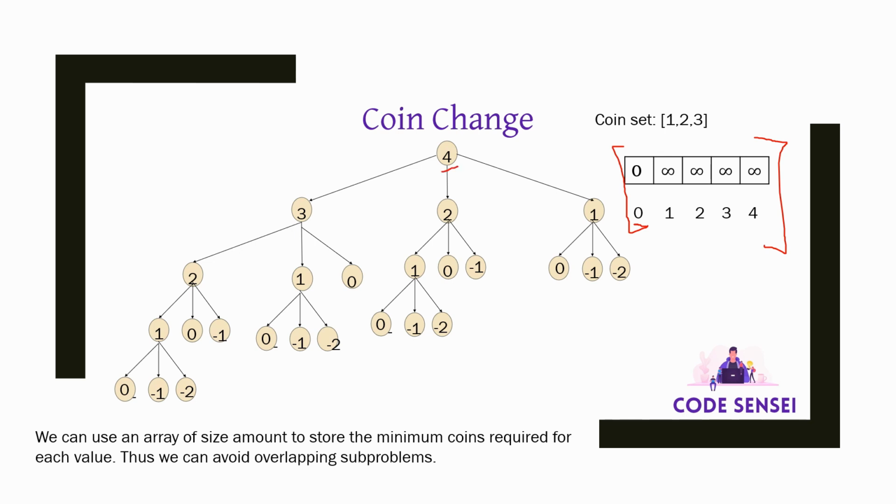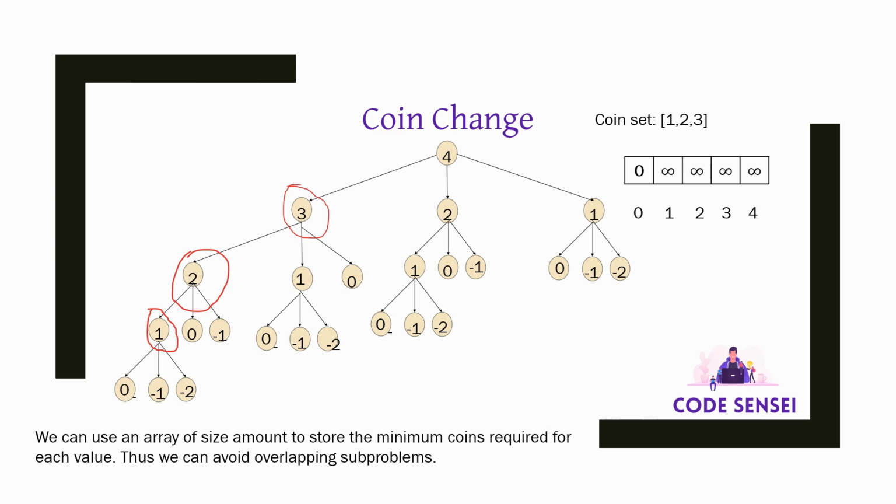First we need to get the value for amount 4, right? So we will have three function calls. The first function call will be for 3. Now in 3, in this function, the first function call will be for 2. And then in 2, the first function call will be for 1.